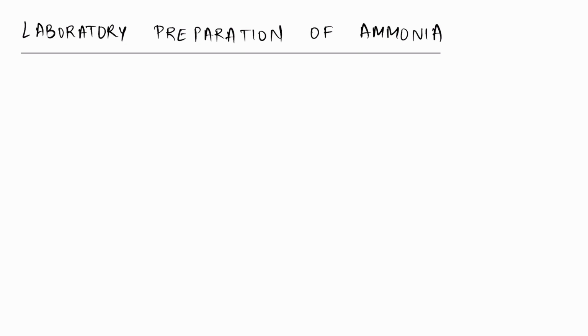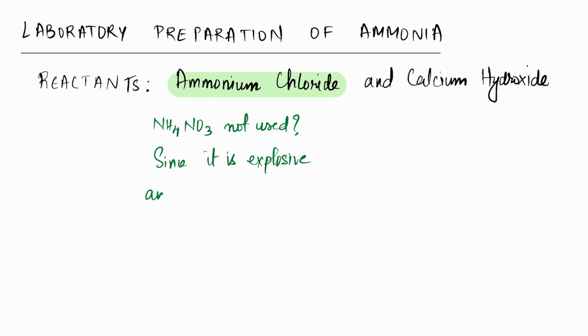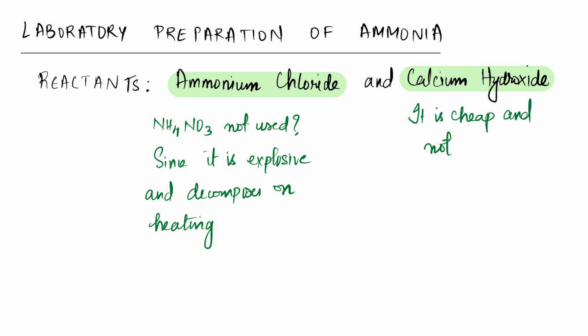Now let's look at the lab preparation of ammonia. The reactants used are ammonium chloride and calcium hydroxide. Why is ammonium chloride used instead of ammonium nitrate? Since ammonium nitrate is explosive in nature and decomposes on heating. Why is calcium hydroxide used? Because it is cheap and not deliquescent.